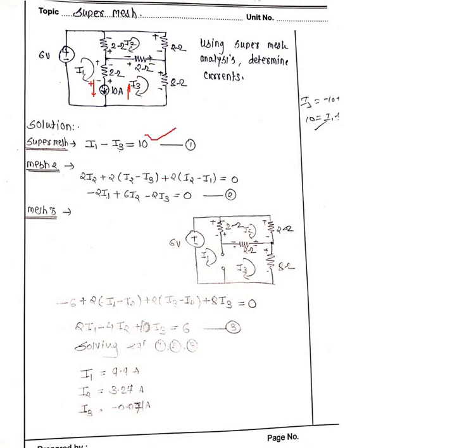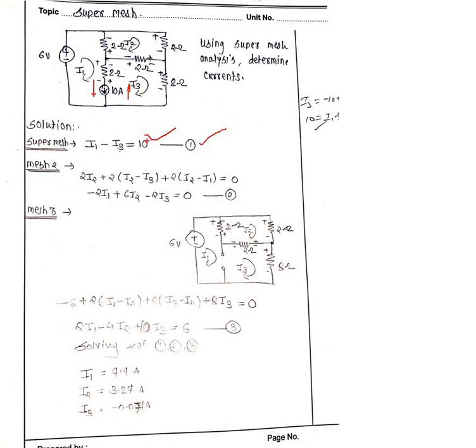Listen, all of you. My arrow mark is downward. My assumption is that I1 is the follower. So I1 is first with respect to I3, and it is equal to 10.